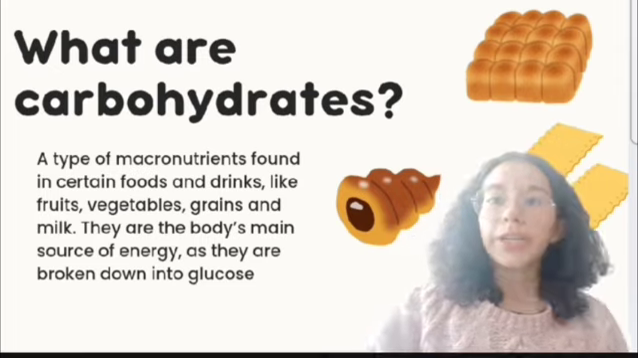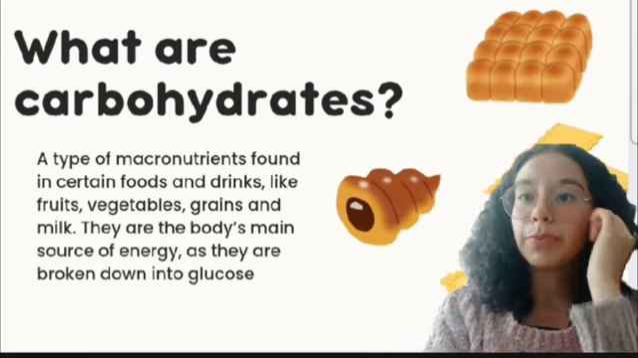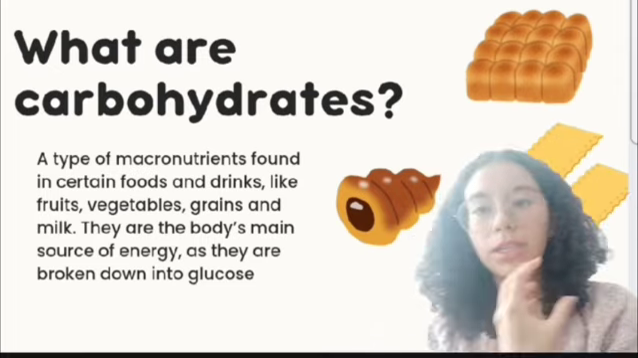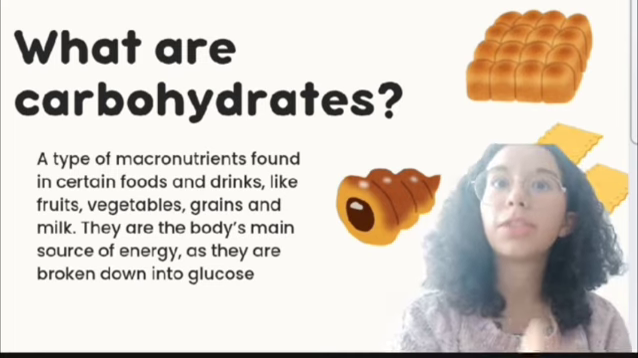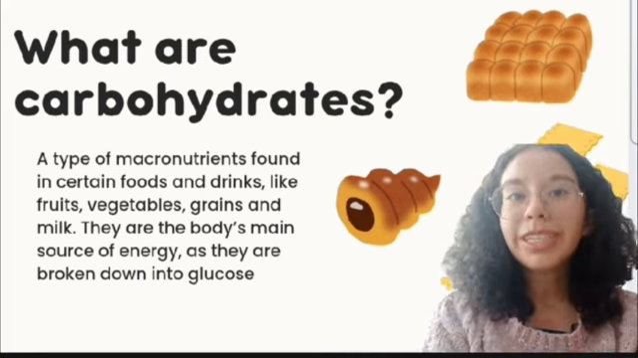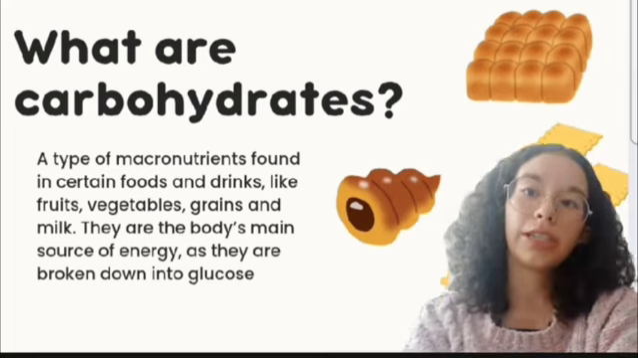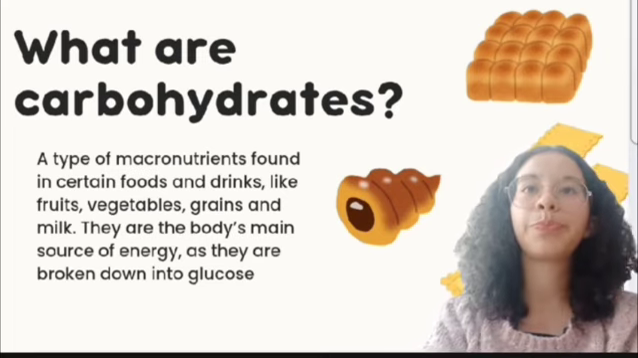Okay, so what are carbohydrates? Carbohydrates are a type of macronutrient found in certain foods and drinks, such as milk, fruit, vegetables, and grains. They are the body's main source of energy as they are later broken down into glucose.